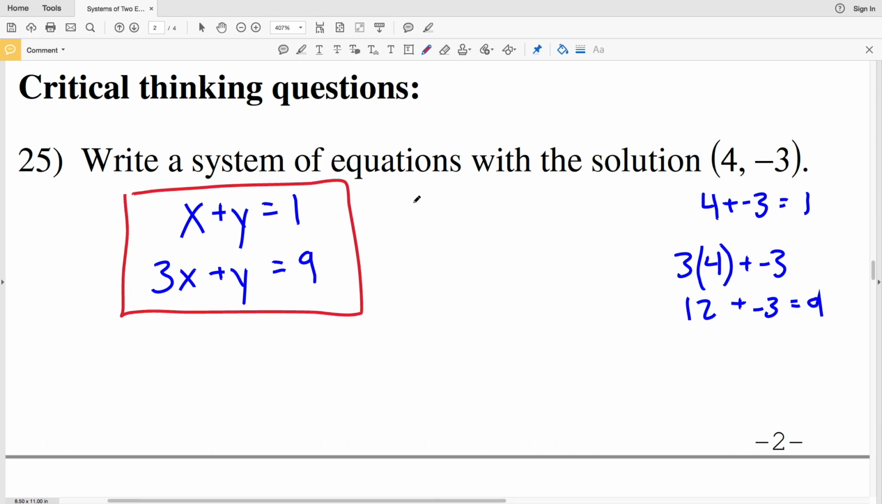And there's many other ways you can write a system of equations with the solution of 4 and negative 3. You can multiply y by 3 as opposed to multiplying x by 3. Or you could have multiplied one of those variables by 2 to get that new equation. So any combination of equations where x and y are 4 and negative 3 as the solution will work for a system of equations. So feel free to be creative and come up with a completely different system.